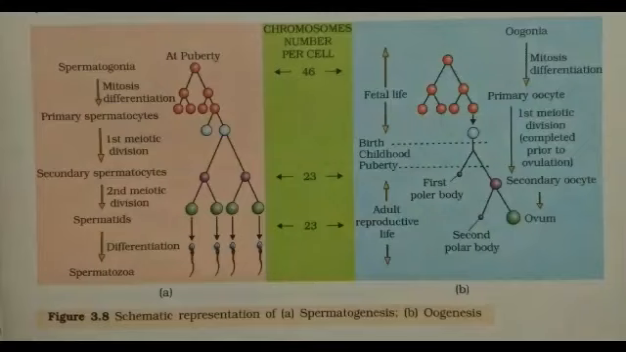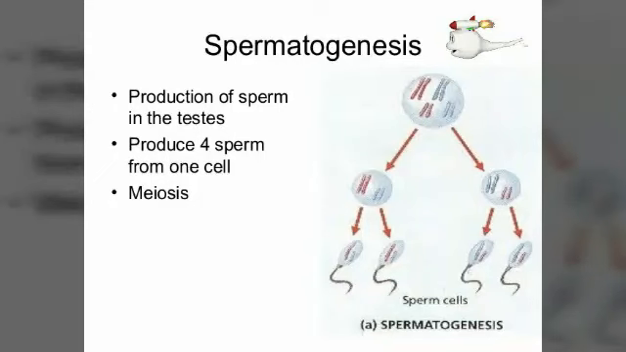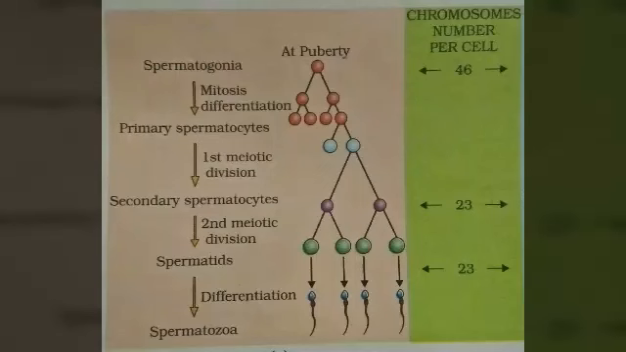The sperm formation process takes place in different steps, as given in this diagram. In this diagram there are both spermatogenesis and oogenesis. In spermatogenesis, sperm are produced in the testes, and 4 sperm are produced from one cell after meiosis. So after meiosis cell division, one cell divides into 4 sperm cells. So this is the structure of spermatogenesis.